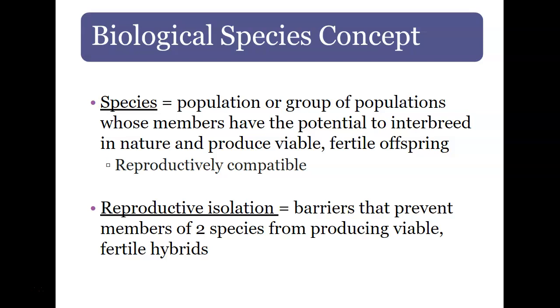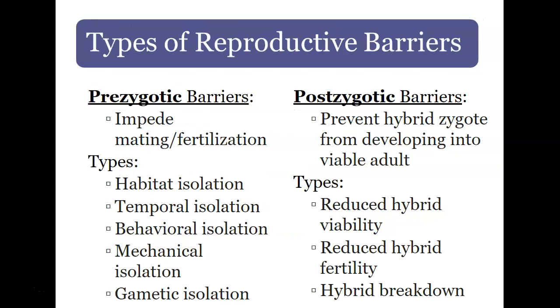And there is something called reproductive isolation that acts as a barrier to prevent members of two species from producing viable offspring. So populations can become isolated, and then over time, their ability to reproduce goes down and down until eventually they are officially different species. And these barriers can either be pre-zygotic, meaning before a zygote is made, or post-zygotic, meaning after a zygote has been made.